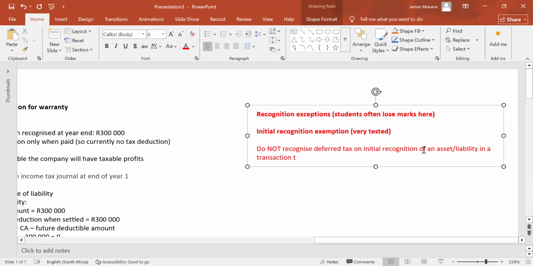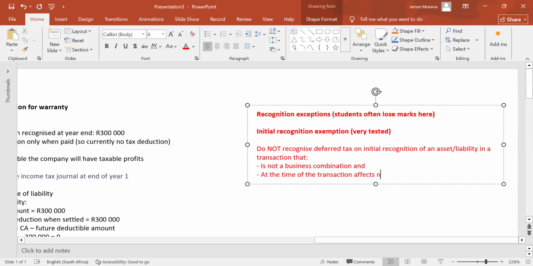So obviously this would be in the case of a transaction that firstly is not a business combination, and at the time of the transaction, it affects neither accounting profit nor taxable profit.